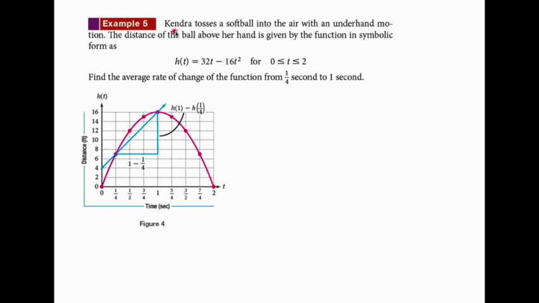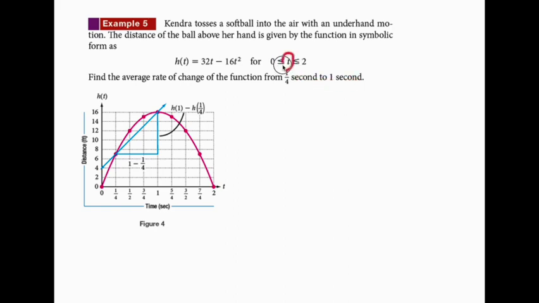The situation is that we have some girl named Kendra. She tosses a softball into the air with an underhand motion. The distance of the ball over her head is given by the function in symbolic form: h of t is equal to 32t minus 16t squared, when t is between 0 and 2. It says find the average rate of change of the function from 1/4 second to 1 second.